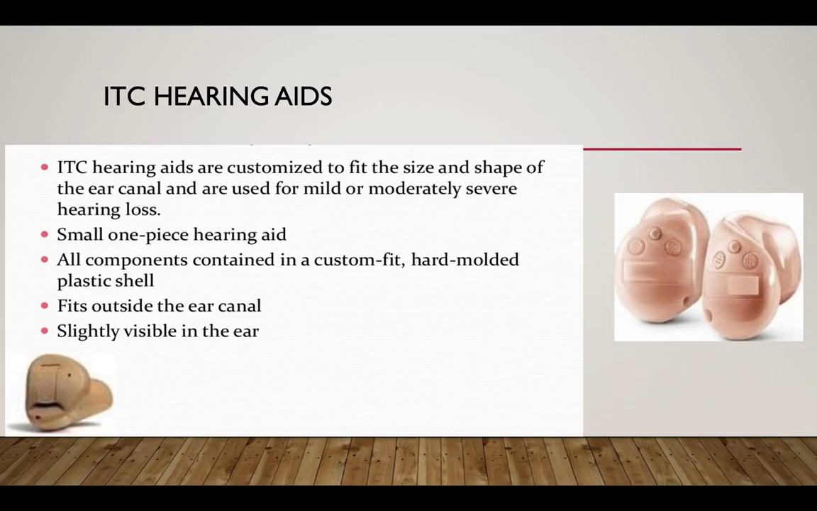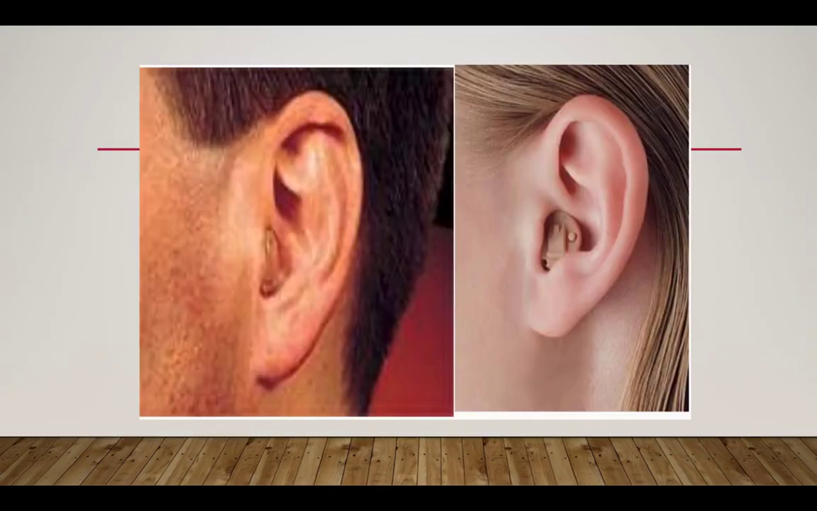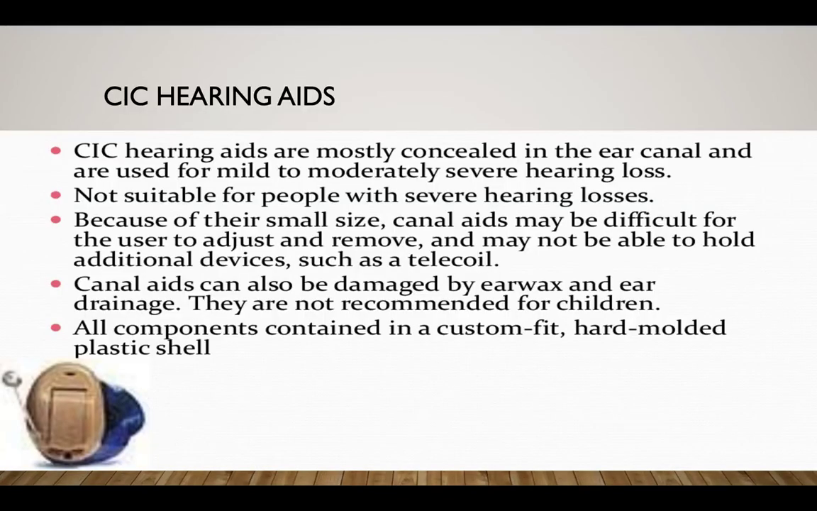In the canal hearing aids are customized to be fitted in the outer ear and used in mild or moderately severe hearing loss. They are slightly visible in the ear. This is how an in-the-canal hearing aid is.